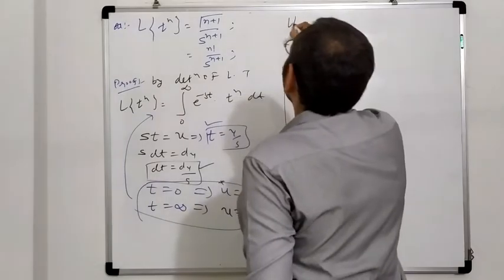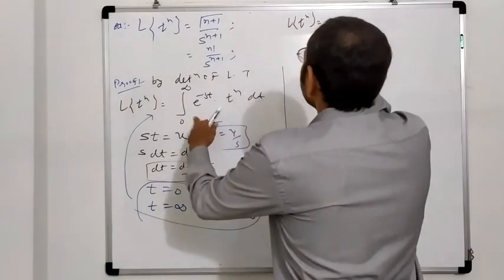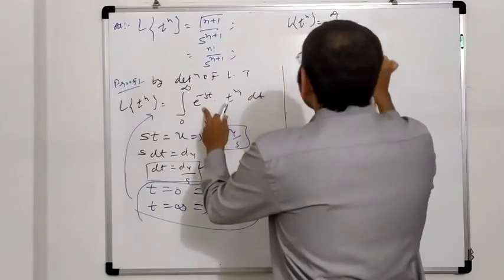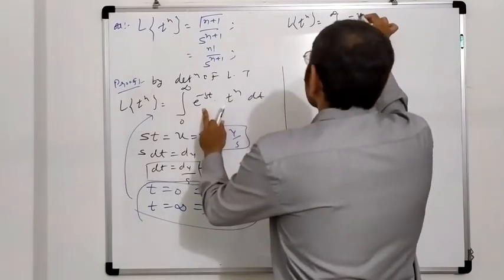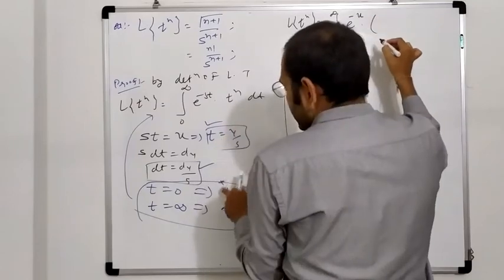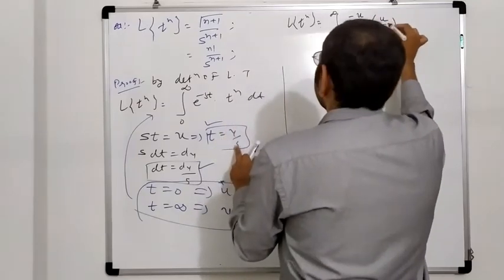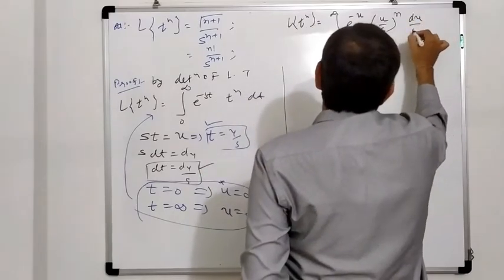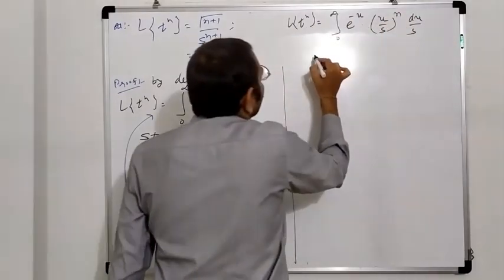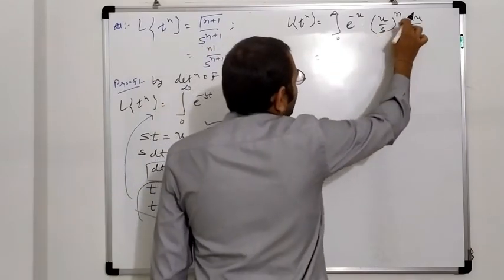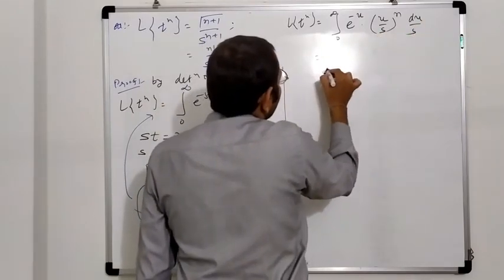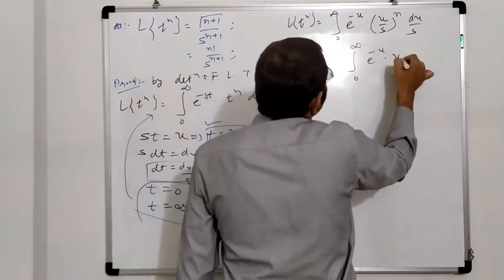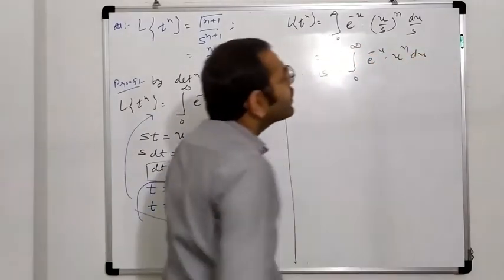Laplace of t raised to n equals the integral from 0 to infinity, with the limits the same, of e raised to minus u. Here t means u by s, raised to n. Here dt means du by s. Then here s raised to n into s, so we can say s raised to n plus 1. Integral 0 to infinity of e raised to minus u, u raised to n, du.